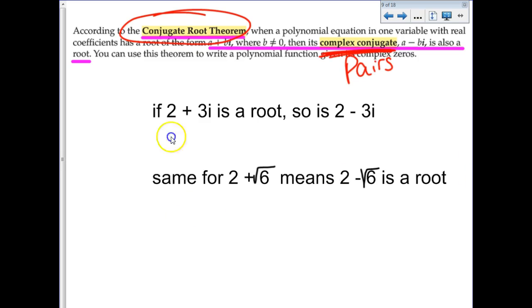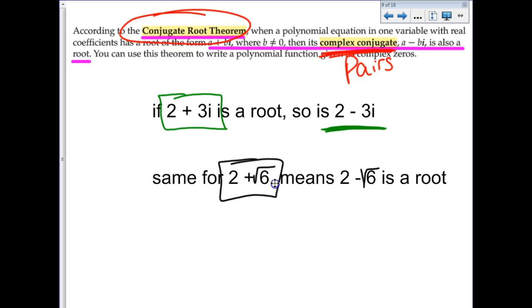So for instance, if you do some work or you are told that 2 plus 3i is a solution, that means 2 minus 3i also has to be part of that solution. They have to come in complex conjugate pairs. That also works for irrational roots. So like 2 plus square root of 6 would have to be paired up with 2 minus square root of 6.